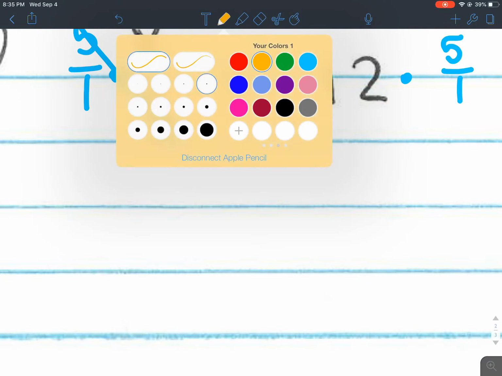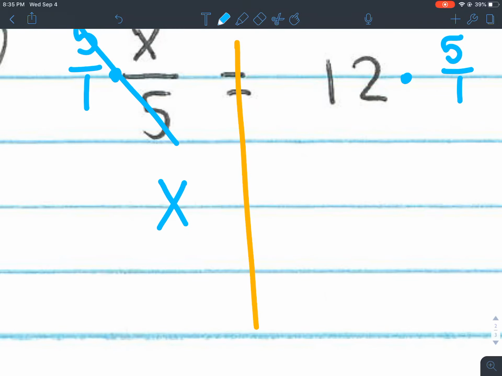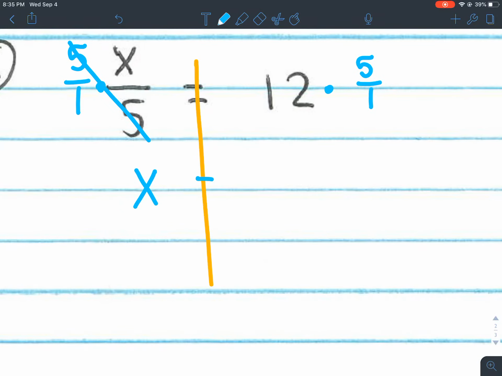Then on this left side, I forgot to draw my little wall. On this left side, all I have left is x over 1 equals 12 times 5 over 1, which is 60.